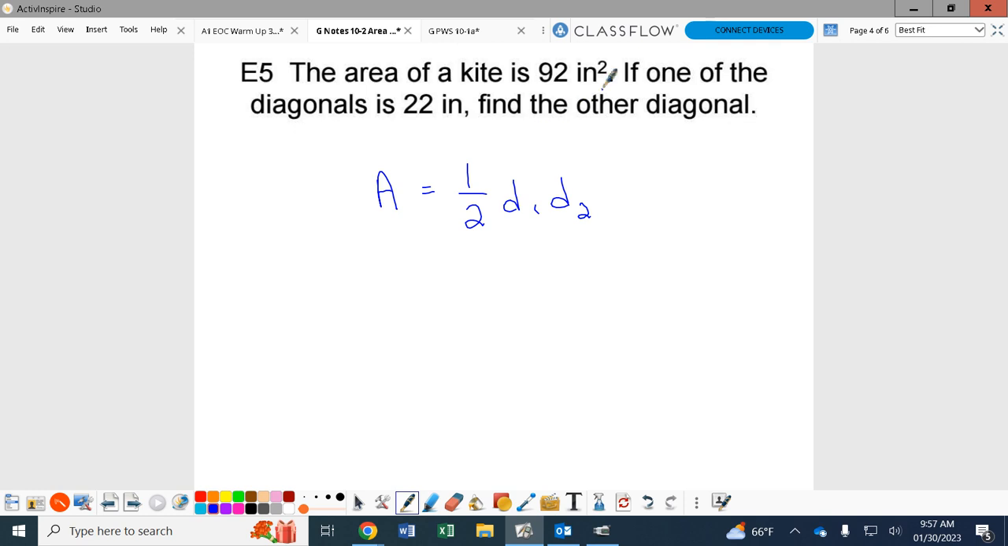Okay, it says the area is 92. So where the A is, you put 92 equals, you bring down the 1/2. And then it says one of the diagonals is 22. So, guys, the first diagonal we're going to write as 22. Find the other diagonal. If it says find the other one, we're going to leave it as a variable. So we're going to leave it as D2, diagonal 2.